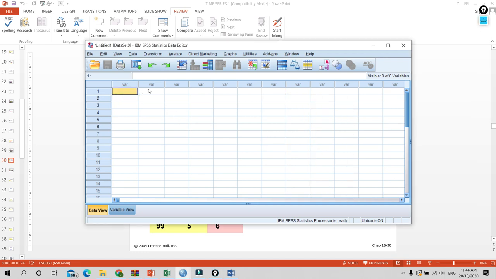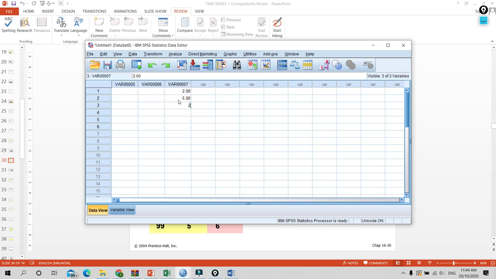Okay, so my y here is 2, 5, 2, 2, 7, 6. Then I have x here. X is 0, 1, 2, 3, 4, and 5, while my x square is 0, 1, 4, 9, 16, and 25. This is my x square.